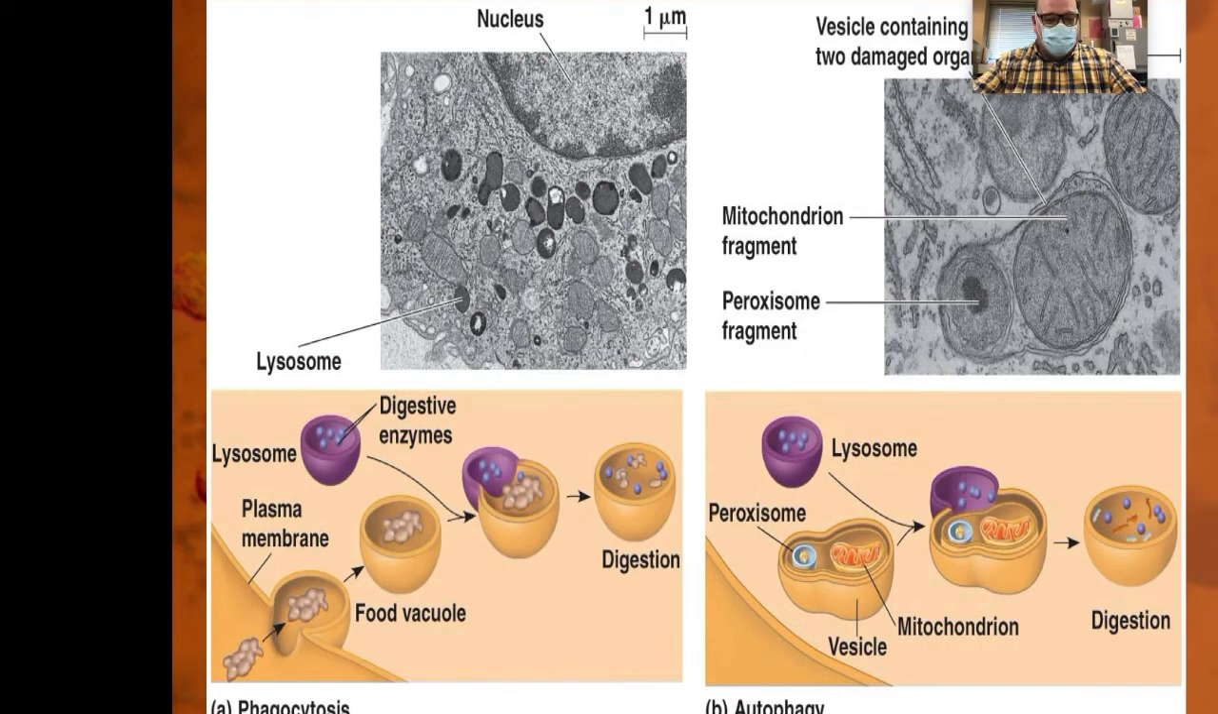Here's another cartoon. You can see this is outside the cell over here. That's phagocytosis. You're bringing something into the cell that needs to be digested. You have membranes joining membranes, and then the things that need to be digested are broken down into simpler substances.